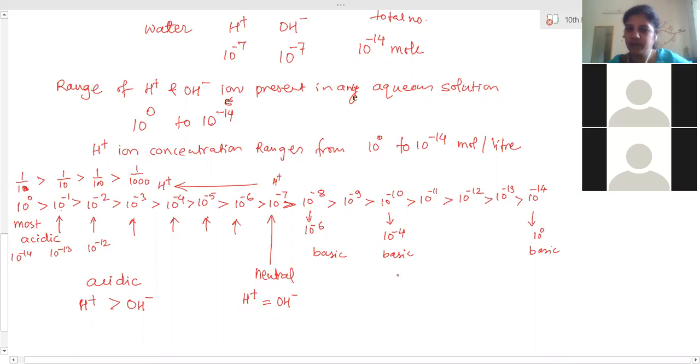And in this case what happens? The H plus ion concentration is lesser than the OH minus ion concentration. So therefore these solutions are basic in nature.